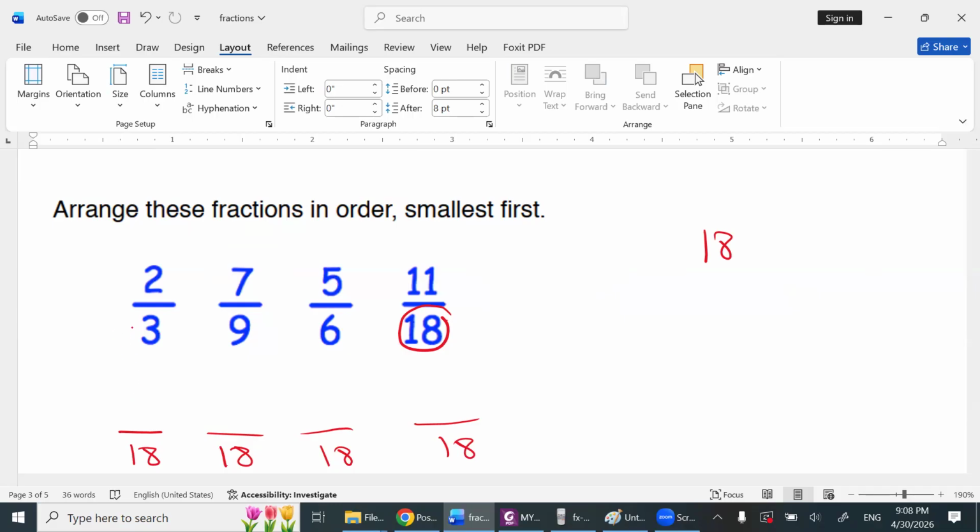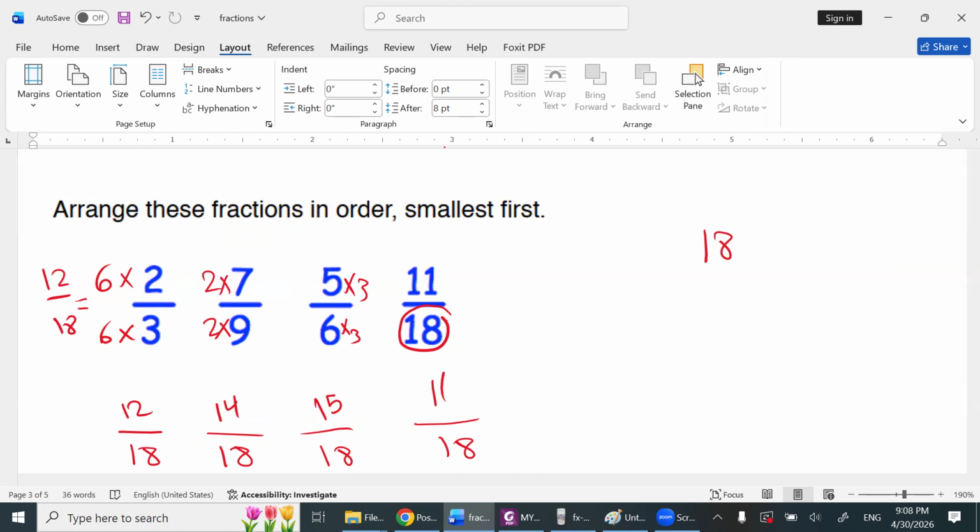How could you convert 3 to be 18? You can multiply 3 times 6 up and down, so it will be 12 over 18. So this fraction will be 12 over 18. How could you convert 9 to be 18? Multiplying by 2 up and down, so 7 times 2 gives you 14, 14 over 18. How could you convert 6 to be 18? Multiply by 3 up and down, so it will be 15 over 18. And this fraction is already 11 over 18.